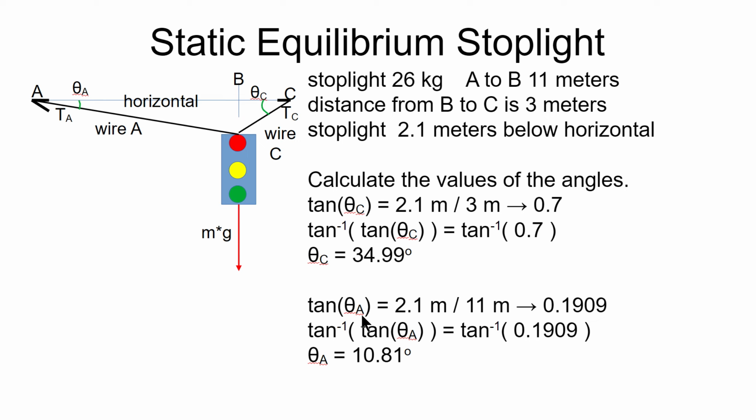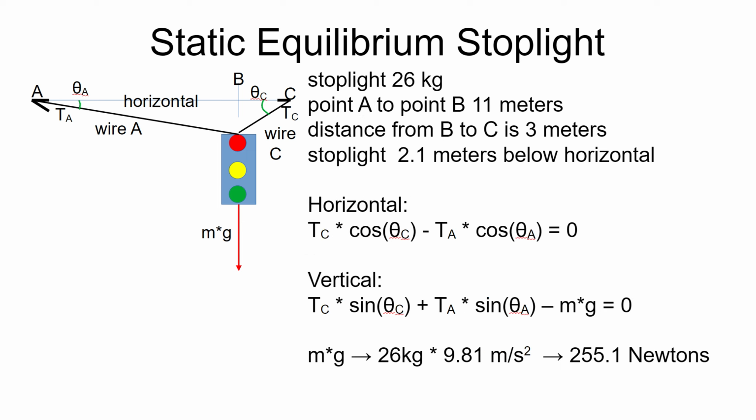In the same way, we can come up with theta A. We have a different triangle now. Still the opposite side for angle A, theta A, is 2.1 meters, and now we've got 11 meters running from A to B. But the principle is the same, this number is different, but you ought to pause and work this out in your calculator. I got 10.81 degrees for theta sub A.